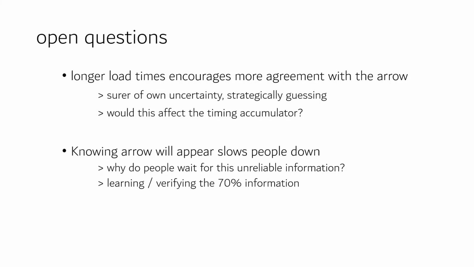And finally, it's just strange that knowing that the arrow will appear seems to slow people down on the easier trials. And so a question I keep coming back to is, why do people wait for this unreliable information? And so one possibility is that they're trying to verify the 70% information for themselves and not believe the experimenter. But there's still a lot of trials where you're wasting a lot of time overall. So these are just things I'm pondering over.